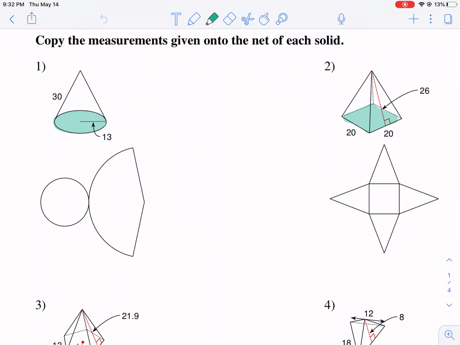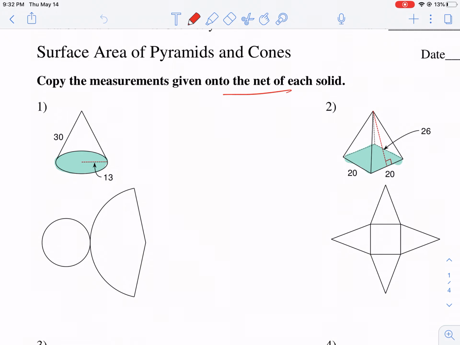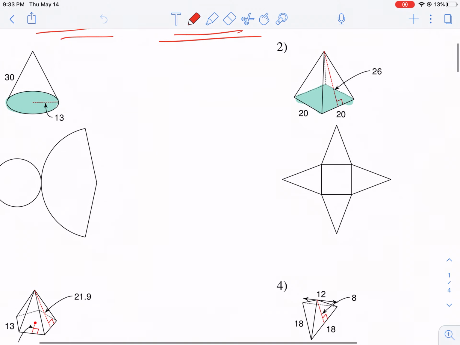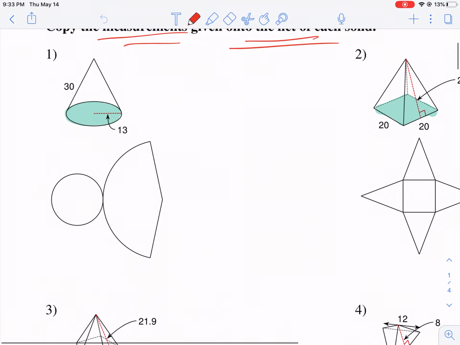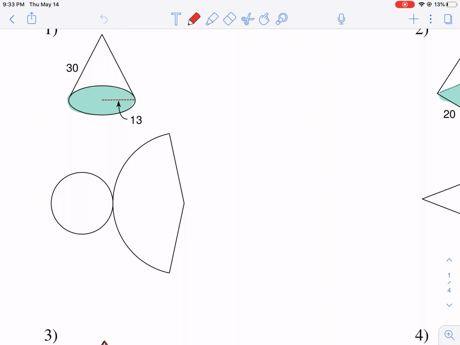Now, this section is very important in terms of trying to find the measurements of the net of each solid, because in my experience, pyramids have been very tricky for students to conceptualize in two-dimensional space. So it's good to think about them unfolding, but we'll get to that in a second. We're going to start with the cone, and as you can see, the base is this circle. There's only one base for a cone, and now we need to copy over the measurements.